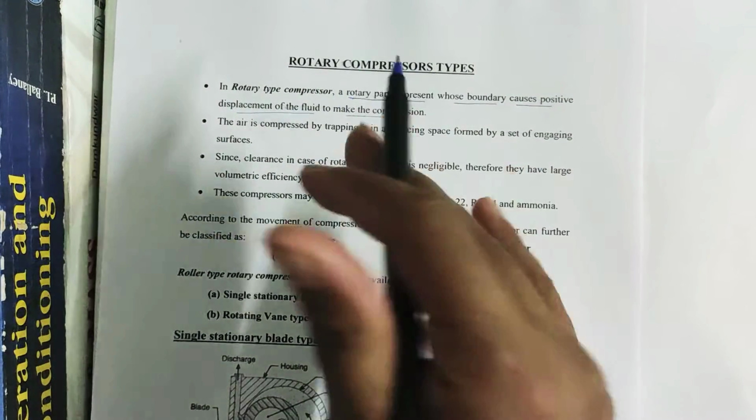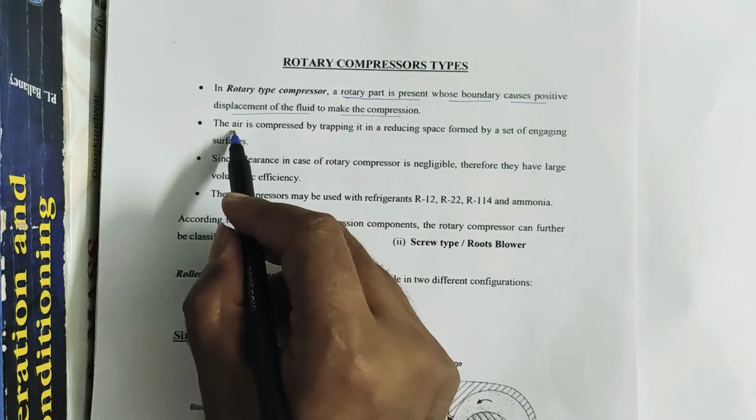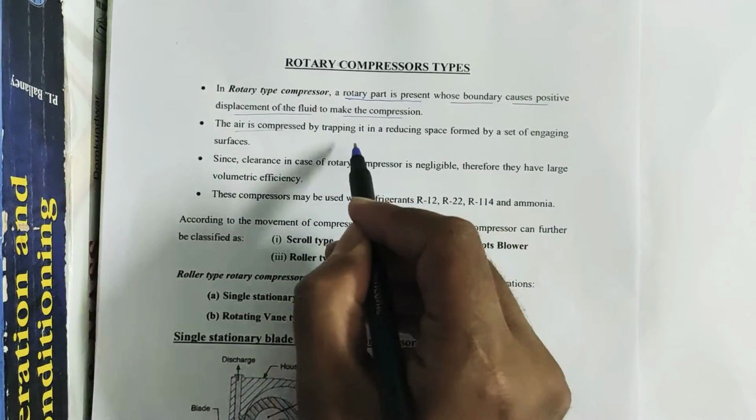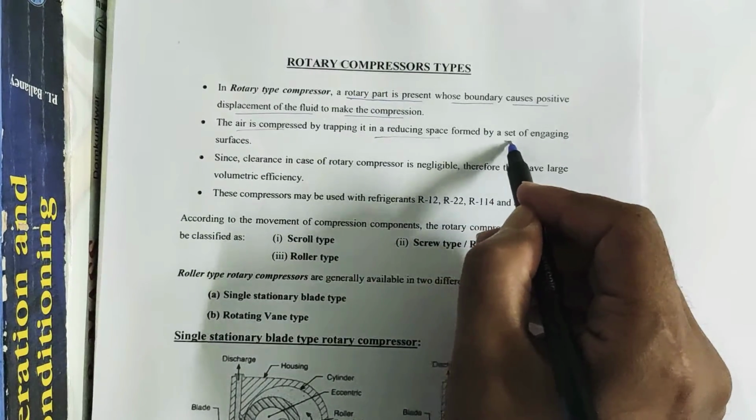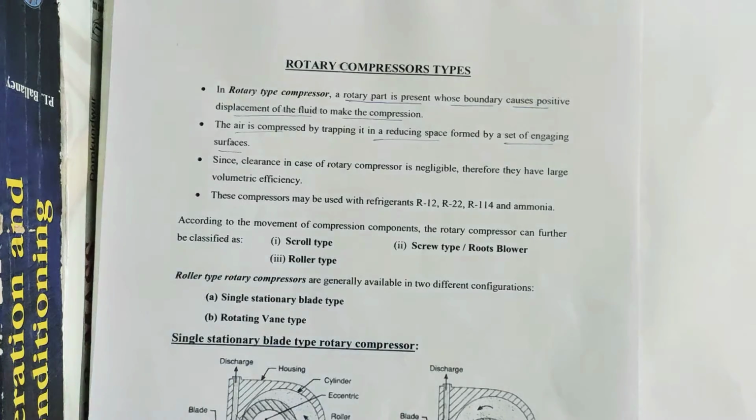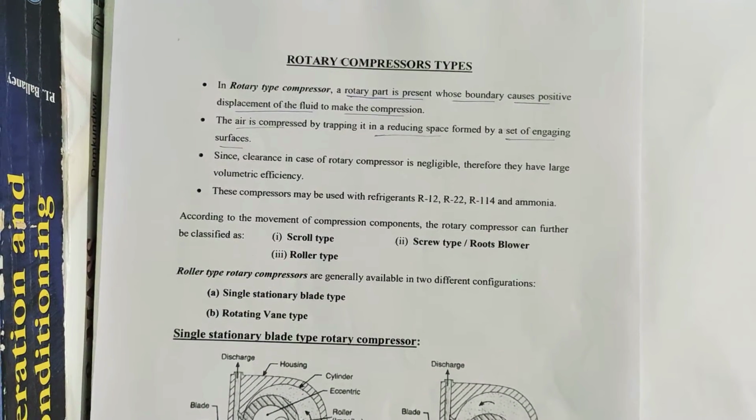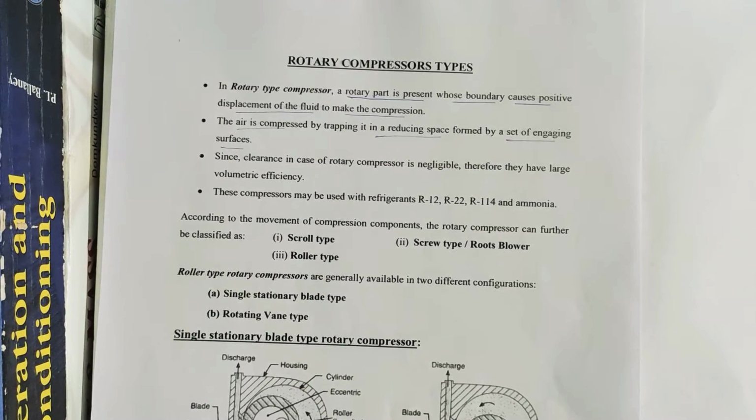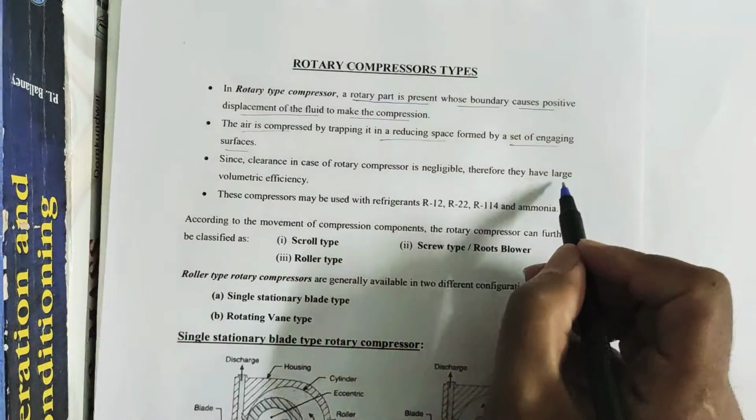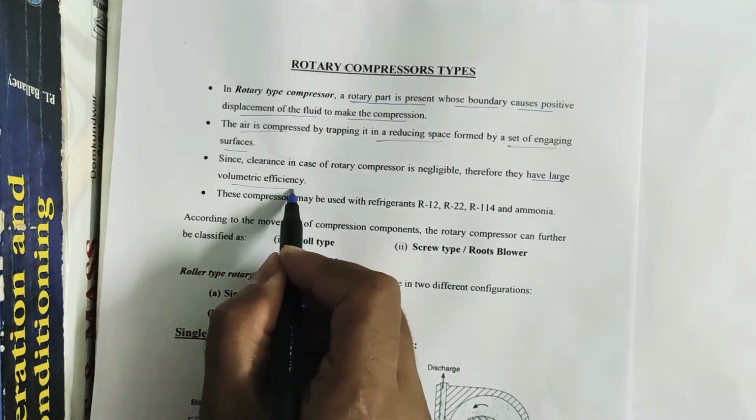Here the working fluid, if it is air or any other working fluid, maybe any type of refrigerant, is compressed by trapping it in the reduced space that is formed by a set of engaging surfaces or set of blades. And one thing to remember is that in case of rotary compressor, the clearance volume is very less. That is why they have a very large volumetric efficiency. So that is one of the most important advantages of this rotary compressor.